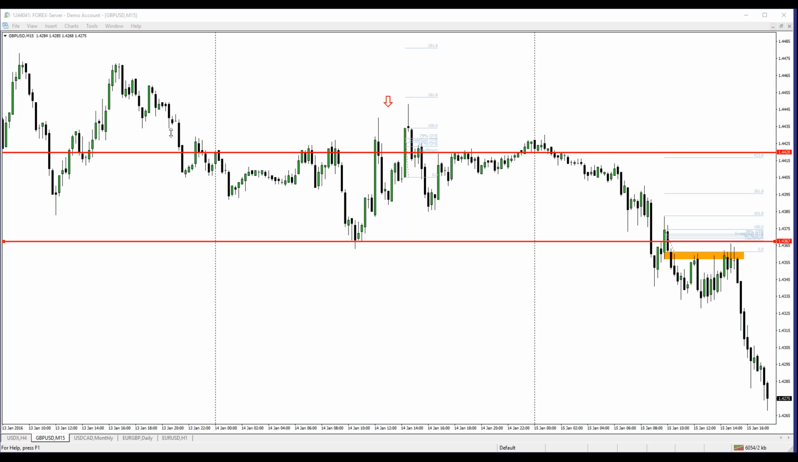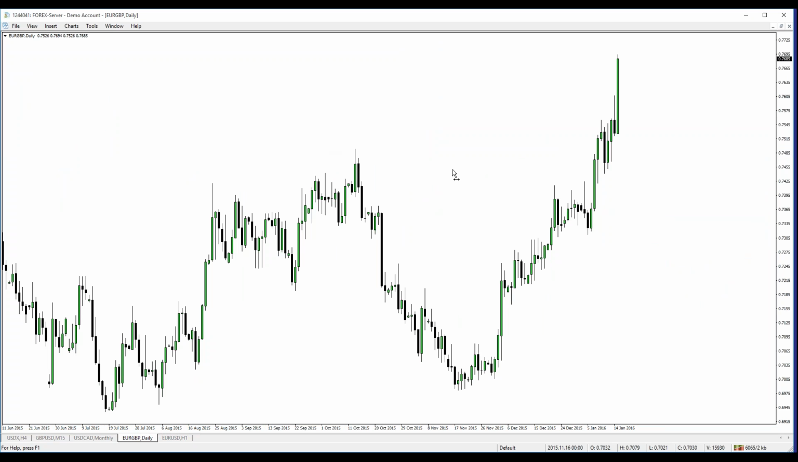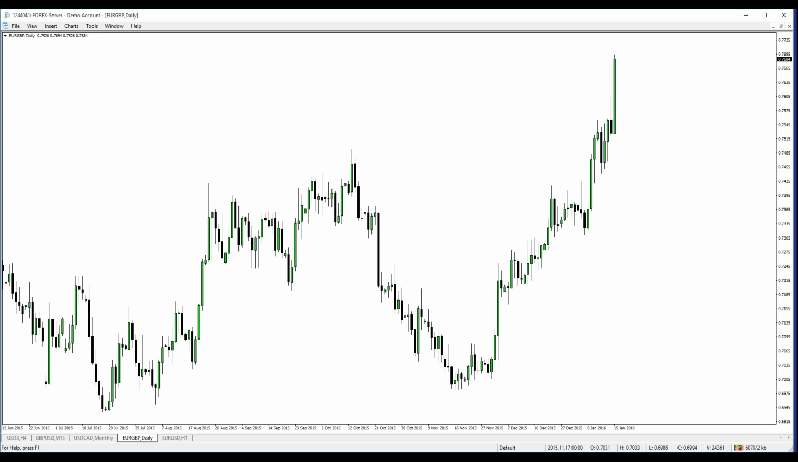If you're looking for SMT divergence, or correlated pair SMT divergence, I didn't want to do this, but it's really good that I do it because it's going to be a problem if I don't. Euro pound. I'm just curious, did anybody else expect this to go higher? Did we not call euro pound higher? We called this bad boy up.